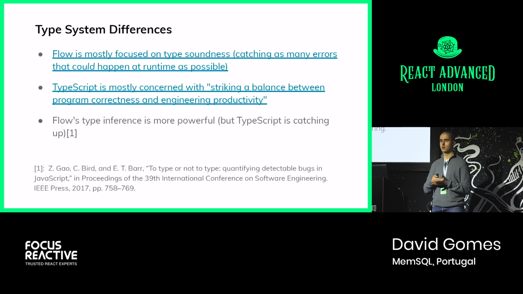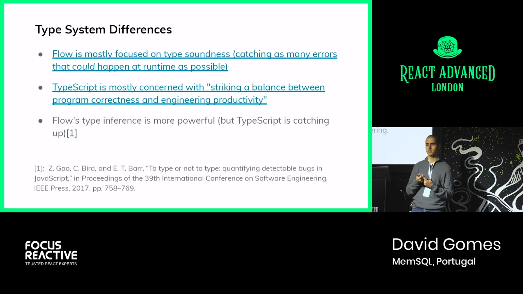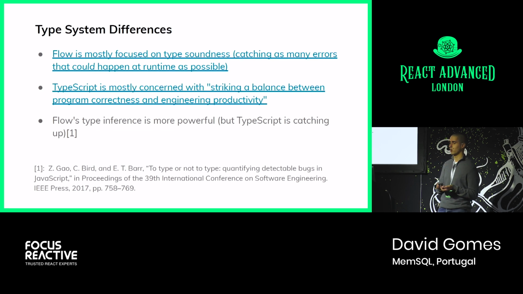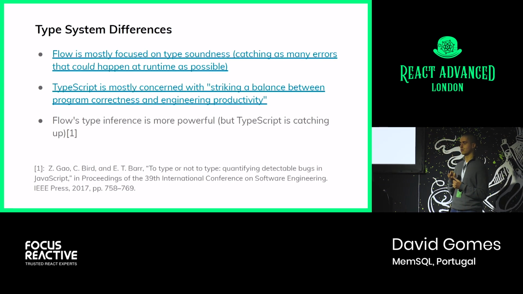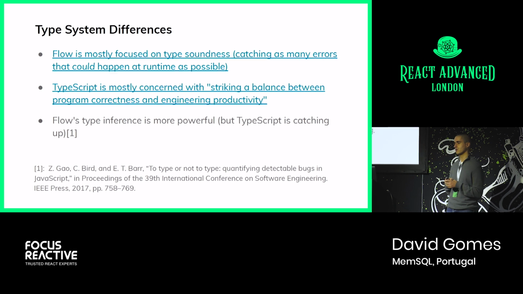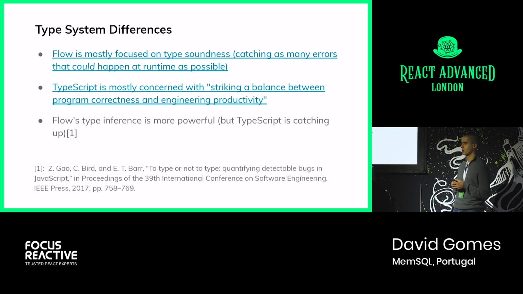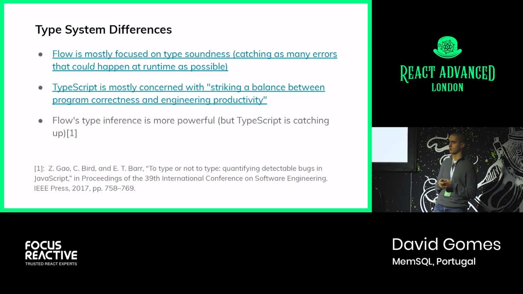So to sum it up, and I know that I showed you very, very small examples, so you're going to have to trust me a little bit on this based on my experience, but in general, Flow has a more powerful type inference than TypeScript. It is better at type inference in general, but with the caveat that TypeScript is catching up. In fact, in certain areas, TypeScript is already better than Flow. And then when it comes to type errors, TypeScript is mostly concerned with striking a balance between program correctness and engineering productivity. In fact, I quoted this from their design goals, whereas Flow is focused on being as sound as possible. And you can also find that on their design goals.